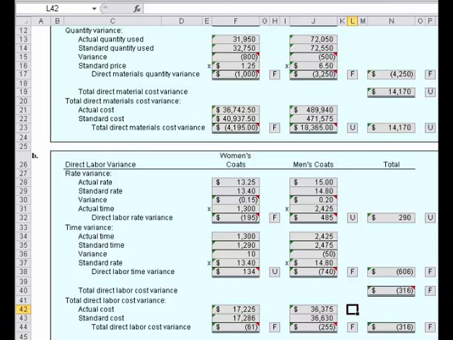If the actual volume is different than the planned volume, then the budget used for performance evaluation should reflect the change in direct materials and direct labor that would be required for the actual production. This way, spending from volume changes can be isolated from the efficiency and the price variances.